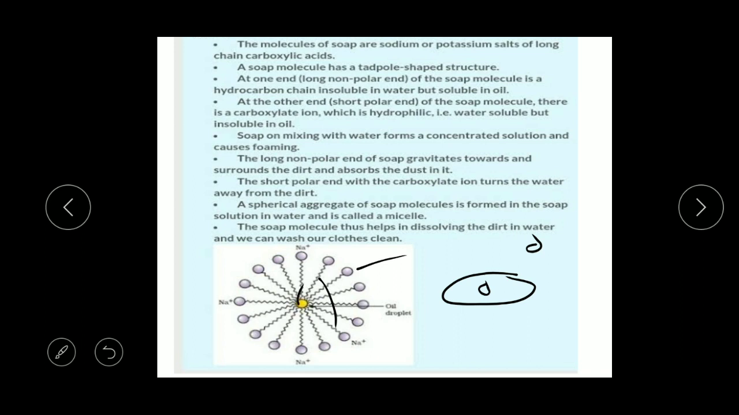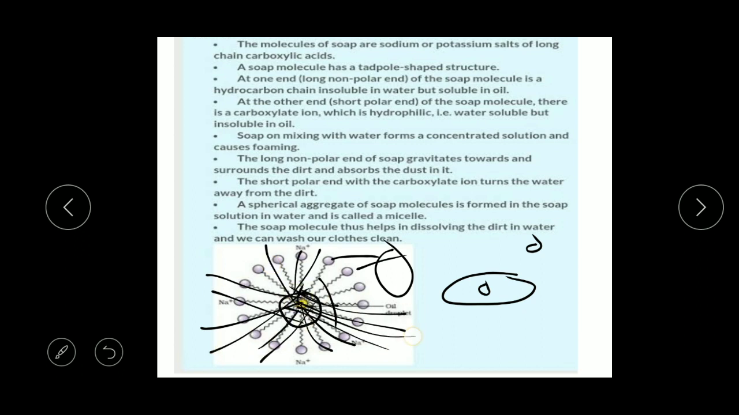And the ionic part is the hydrophilic part. Initially I told you hydrophilic means water loving part. This water loving part directly dissolves with the water, and the other part, the non-ionic part, directly dissolves with the grease oil, that is the dirt which is attached to our clothes. When a number of soap molecules bond all around the grease oil, a spherical shape like structure is formed. That spherical structure is called a micelle.